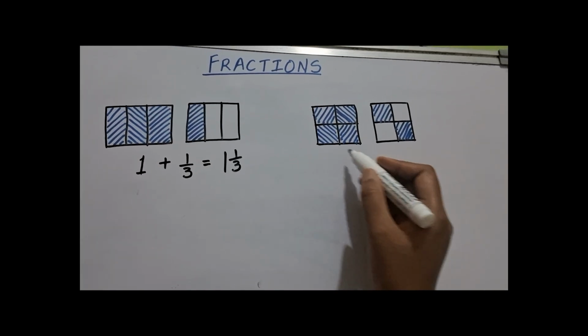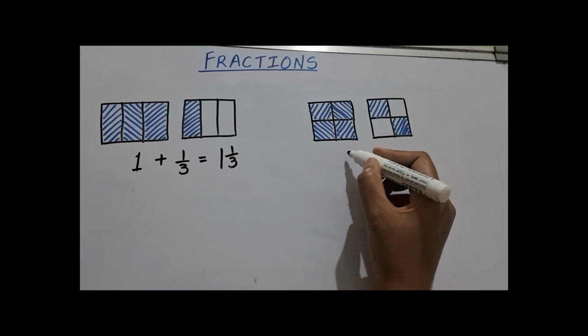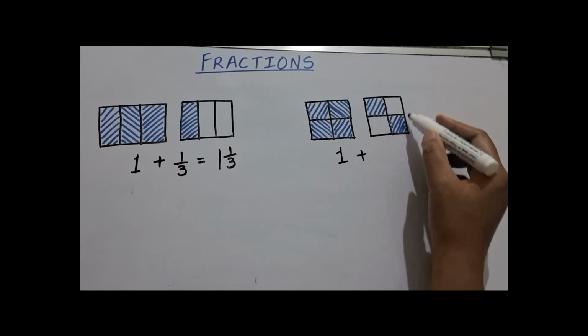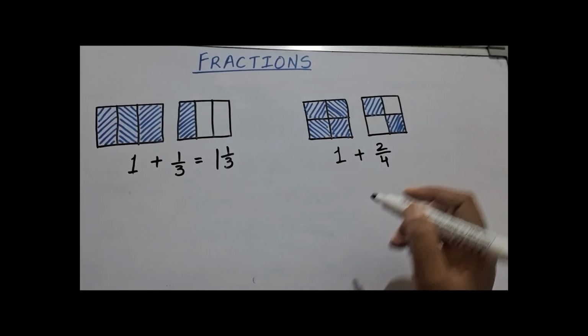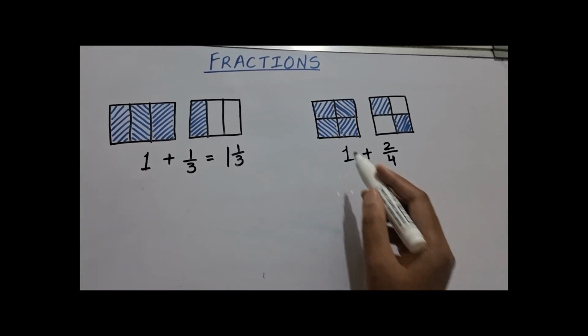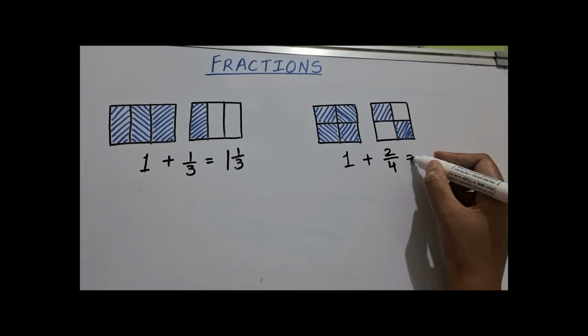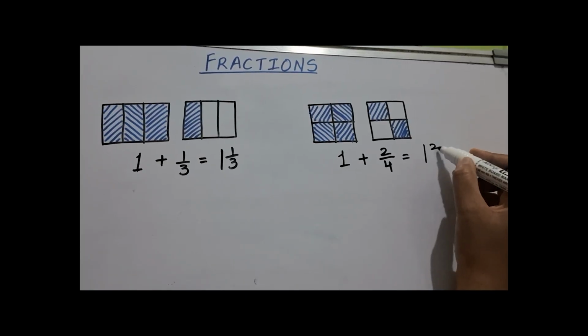Here also the full one whole thing is shaded. That means this is one whole thing, and this is how much? This is 2 by 4. Now the fraction for the shaded parts of these two figures will be 2 by 4.